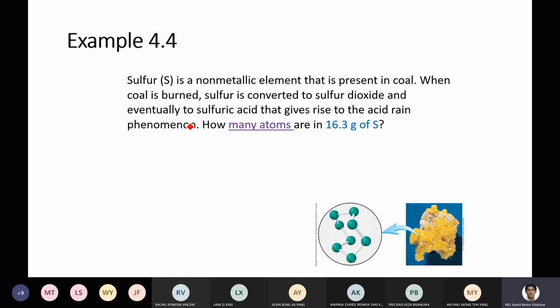Another example is here, and I think I'll try to finish. Yes. Okay. Sulfur is a non-metallic element that is present in coal, and when coal is burned, sulfur is converted to sulfur dioxide. Eventually it comes down in the rain and will produce sulfuric acid. So how many atoms? Now it is not moles, not grams, but atoms. That means single atoms of sulfur in 16.3 grams of sulfur. How many atoms will there be in 16.3 grams of sulfur?